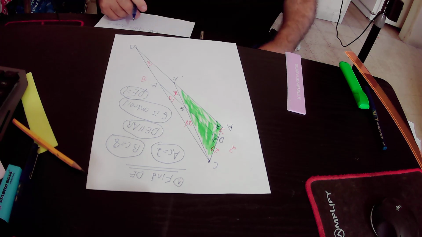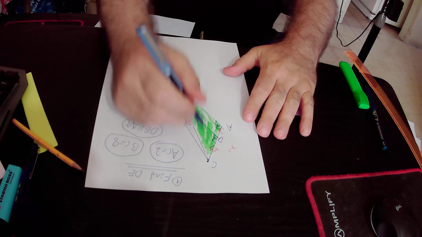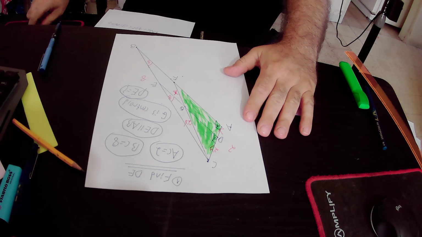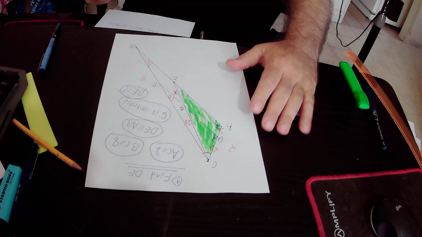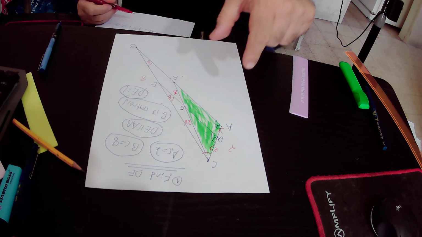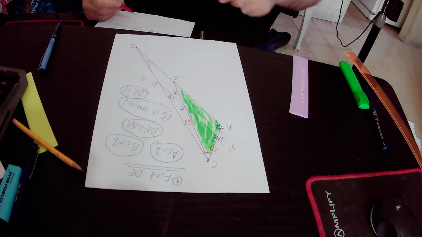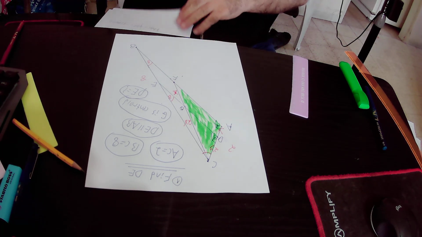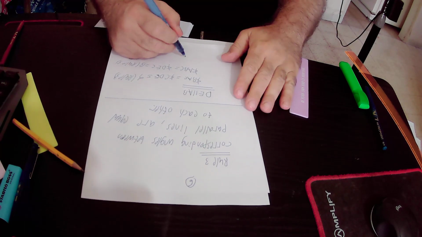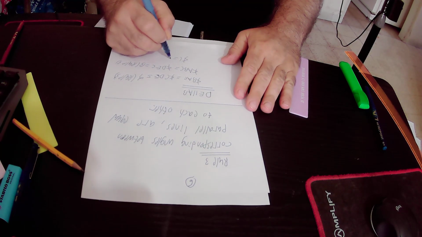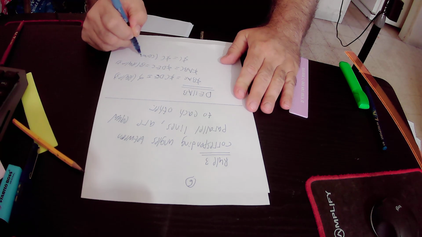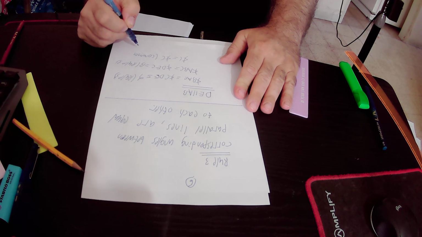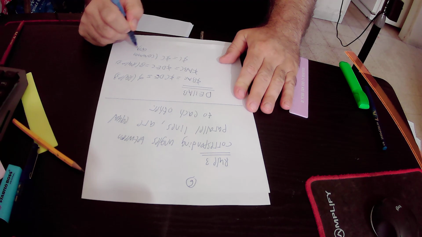And we also know that angle C is a common angle. It belongs both to triangle ABC, and it also belongs to triangle CDE. So we can write down that angle C equals angle C, because it is a common angle. It belongs to both triangles, to triangle ABC and to triangle CDE.